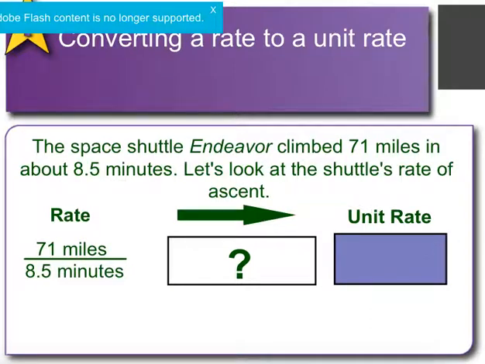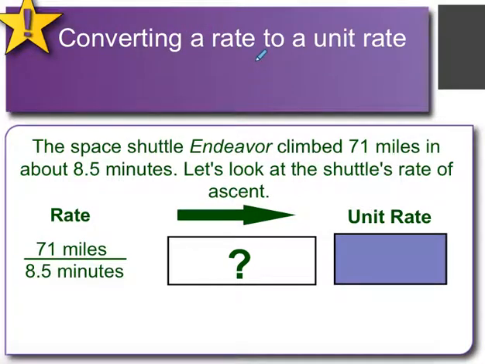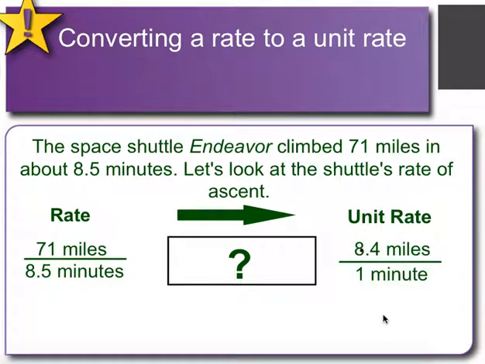Let's look at this example. The Space Shuttle Endeavour climbed 71 miles in about 8.5 minutes. What is the shuttle's rate of ascent? Well, in this case, it's asking for the rate of ascent, which means I want to know how many miles I go in 1 minute. So I'm going to divide 71 by 8.5, and we do end up seeing that we get about 8.4 miles per minute.